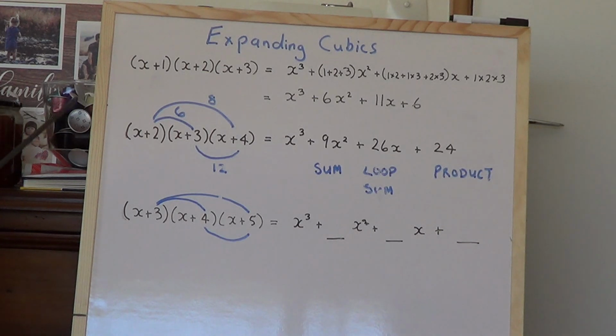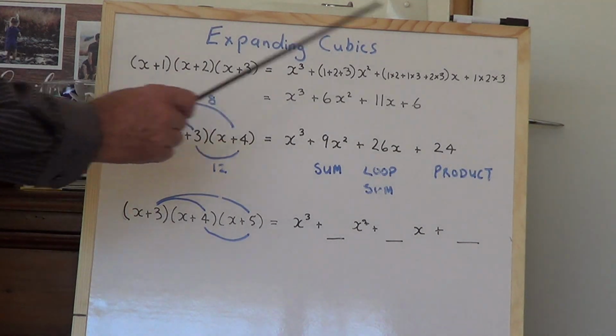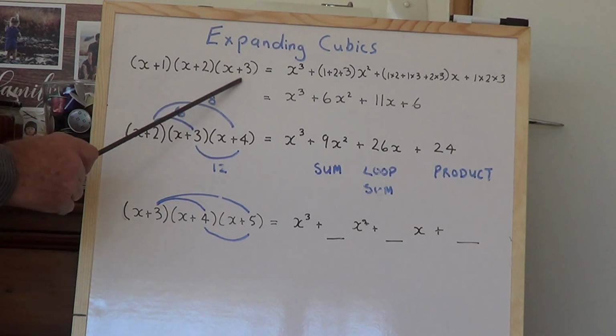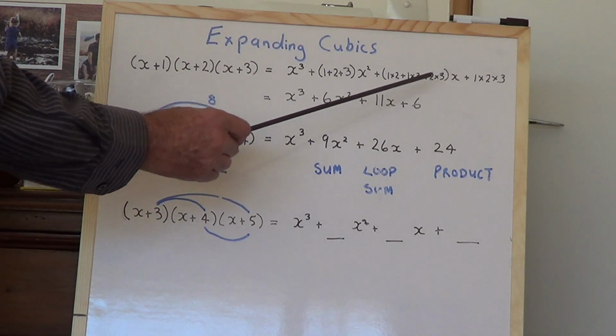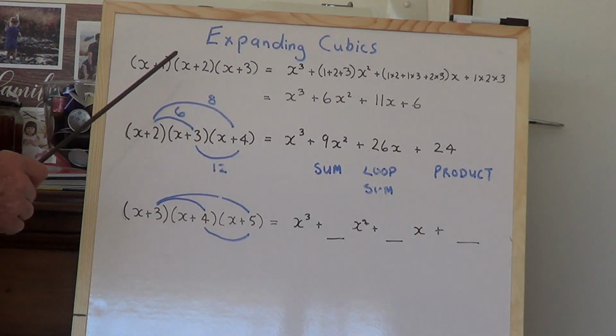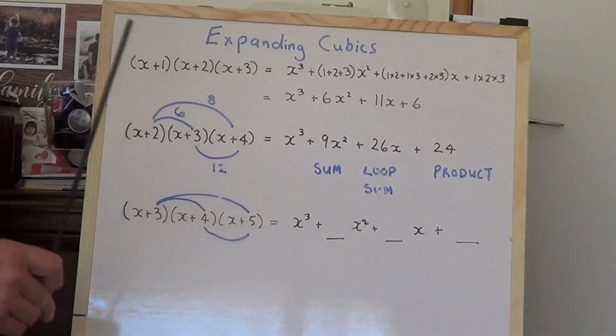Then we look at the combinations of 2. We have 1 with 2, there. 1 with 3, and then 2 with 3. There they are there. That'll give us 2, and 3 is 5, and 6 is 11. Then we multiply them together. 1 times 2 times 3 is 6. And there we have it.